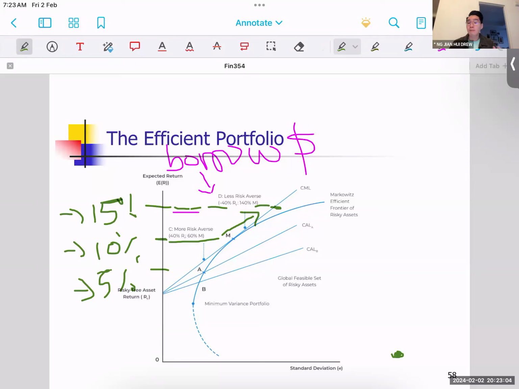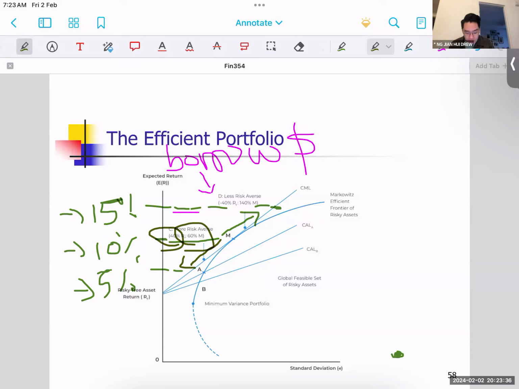So now, if your client wants 5% only, means what? Okay, let's use a different color. You need to move down the line, right? Because now we are just focusing on the line already. We're no longer interested in the frontier. So how do we move down the line? It means that we purchase more risk-free assets and then reduce our percentage of M, which is the portfolio that we want to invest in. So we're moving down the line.